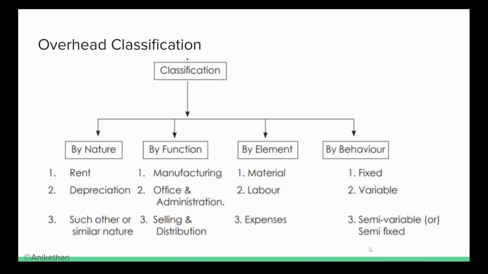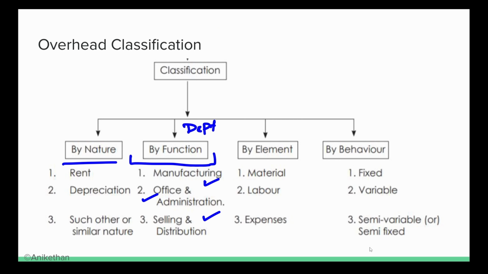Next topic is classification of overhead. How overheads can be classified by different methods. Majorly they are classified by functions. Functions means departments. In a factory environment there will be production or manufacturing. You will have office and administration, selling and distribution, R&D. So these are different departments based on which the classification of overhead happens. Other types are by nature.